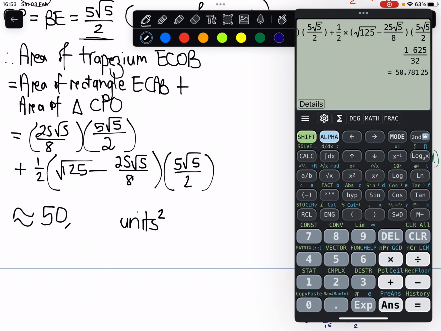I always just like 2 decimal places for these ones, unless they've explicitly said 1 decimal place. I don't think they did. Right. Yes, that is indeed matching what the memo said.